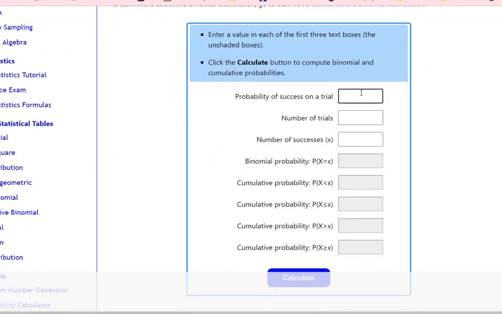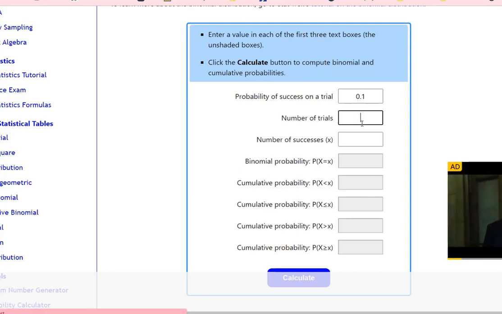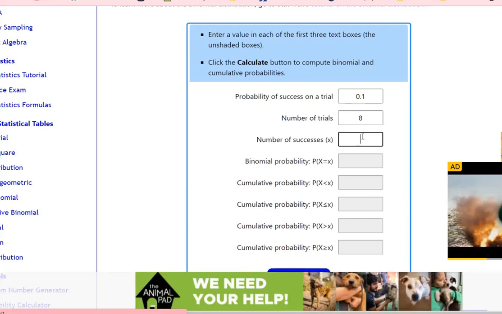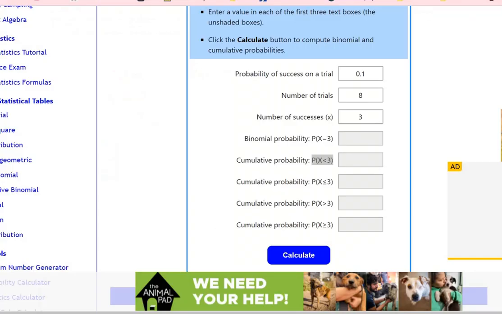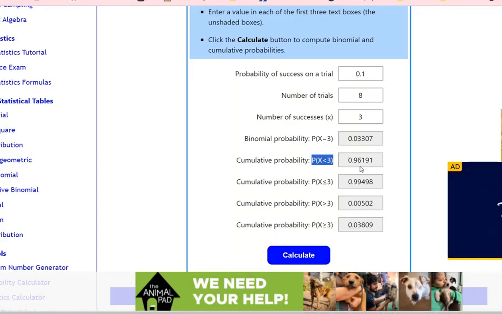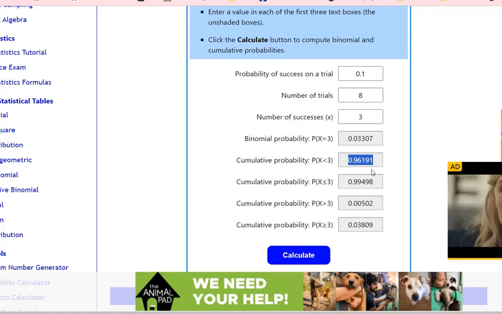Okay, probability of success. So the probability of being returned is 0.1, we said. Number of trials means how many different chances do we have of returning a ring. There were 8 rings total. And the number of successes, we said fewer than 3. So I'm going to plug 3 in here, and I want this option because that's what we just drew over here, where x is less than 3. And there's my probability. It's a 96% chance that fewer than 3 rings were returned.